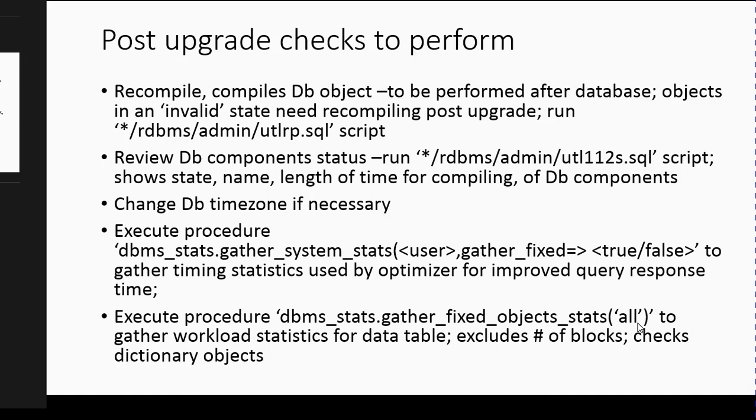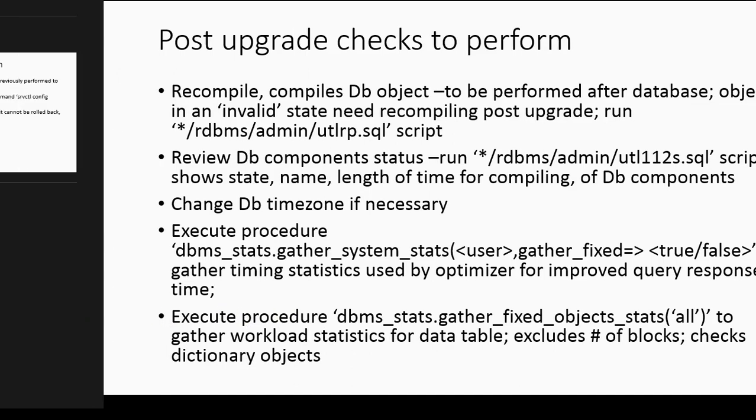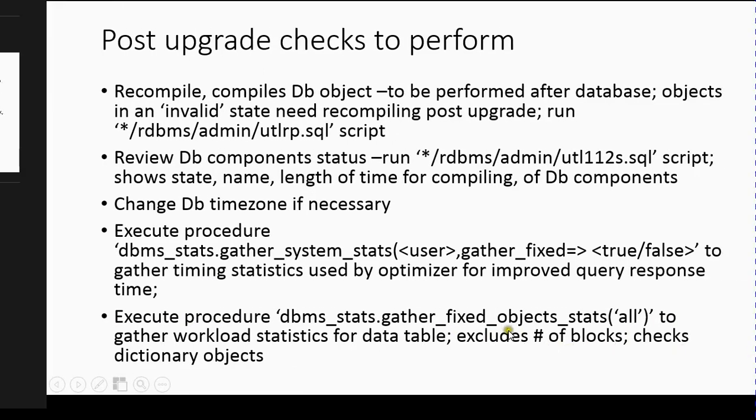So number one, the first thing that you did is you actually gathered statistics for just the optimizer and how it's responding to different requests. Now you're gauging the workload for an individual object. Again, you can tweak this command so that you only gather information for an individual object. But again, I have it for all.